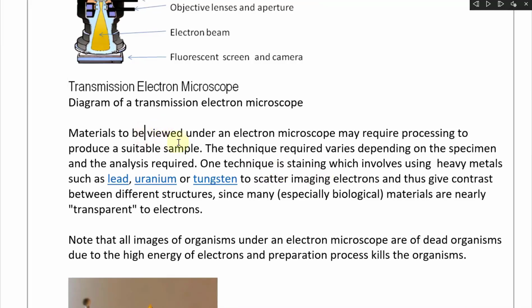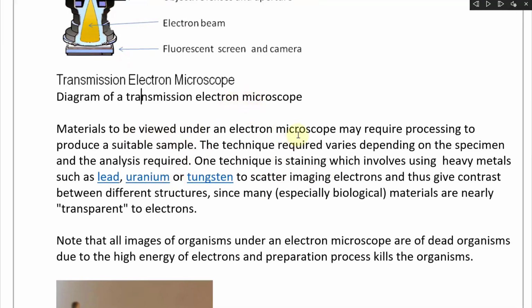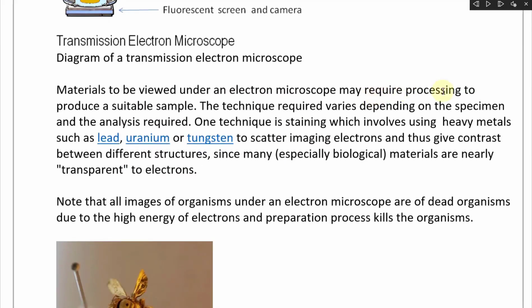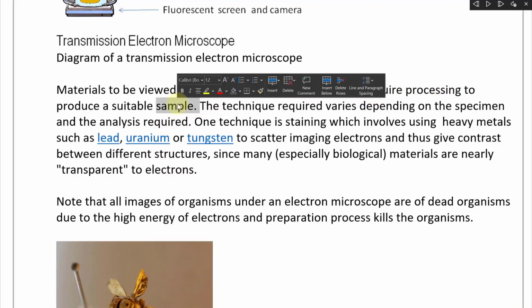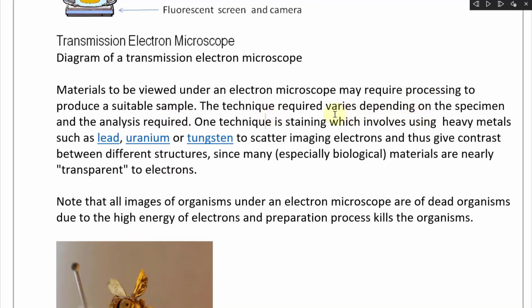So anyways, continue further. Materials to be viewed under an electron microscope may require processing to produce a suitable sample. The technique required varies depending on the specimen and the analysis required. One technique is staining, which involves using heavy metals. This is the key one. So you're staining with heavy metals such as lead, uranium, tungsten to scatter imaging electrons and thus give contrast between structures, since many, especially biological materials, are nearly transparent to electrons. So electrons just go straight through it.